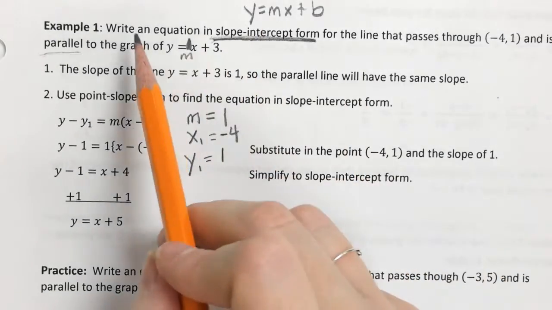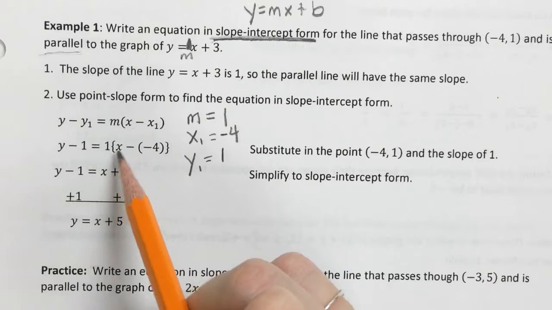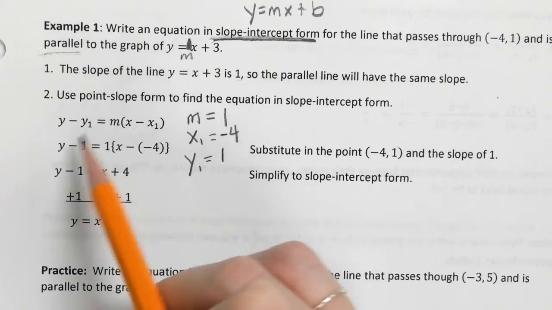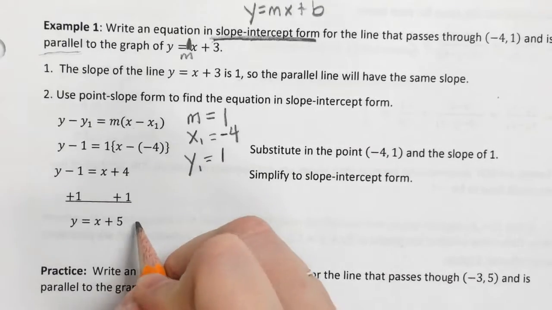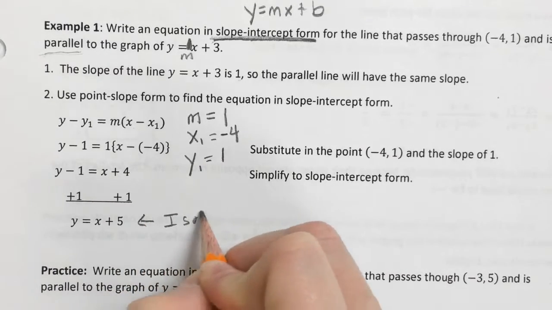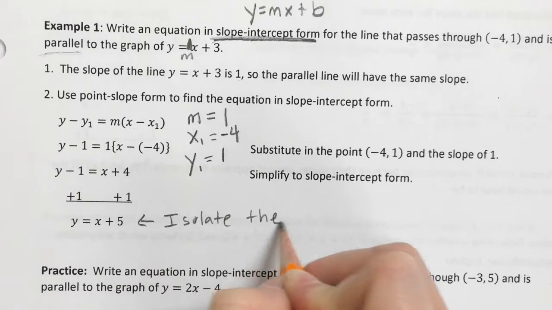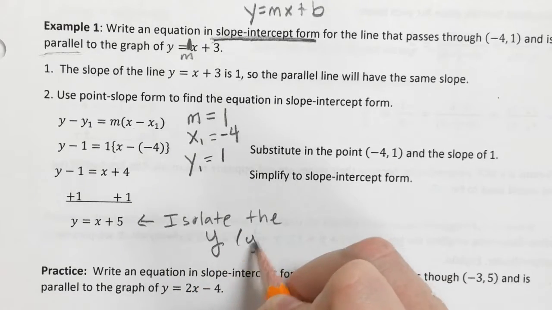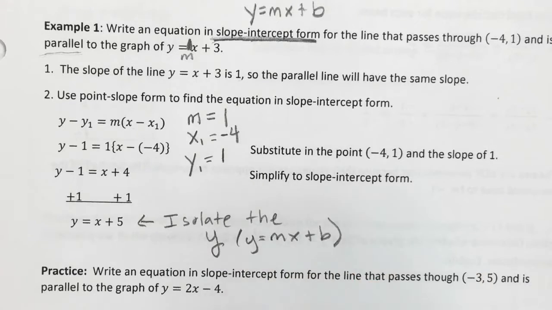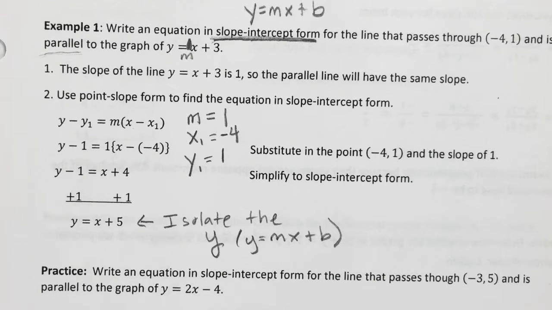So if you remember, it says write an equation in slope-intercept form. That means we've got to change this to slope-intercept form. That means we have to isolate the y. Okay, any questions so far? So if two lines are parallel, they have the same slope.